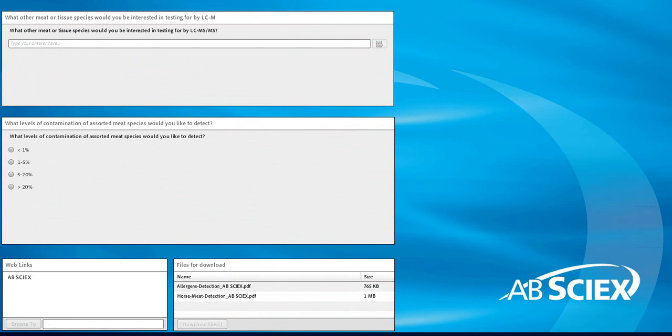Actually, we have 2 polling questions for the audience, and you can enter your answers right there on your screen. The first question is, what other meat or tissue species would you be interested in testing for by LCMS-MS? And you can just type your answer right in the box. And the second question is, what levels of contamination of assorted meat species would you like to detect? Your choices being less than 1%, 1 to 5%, 5 to 20%, more than 20%, or you don't want to issue a vote.